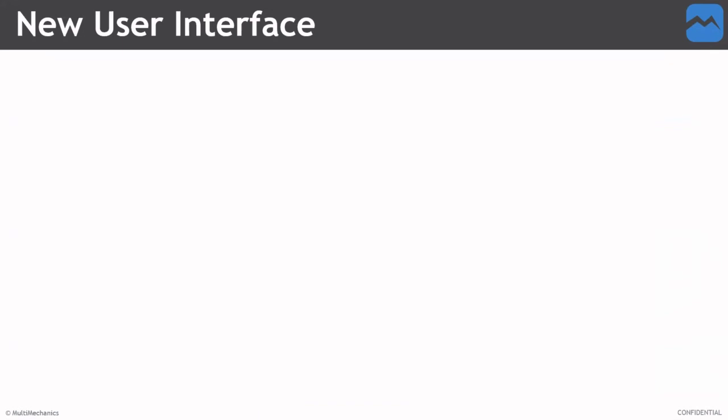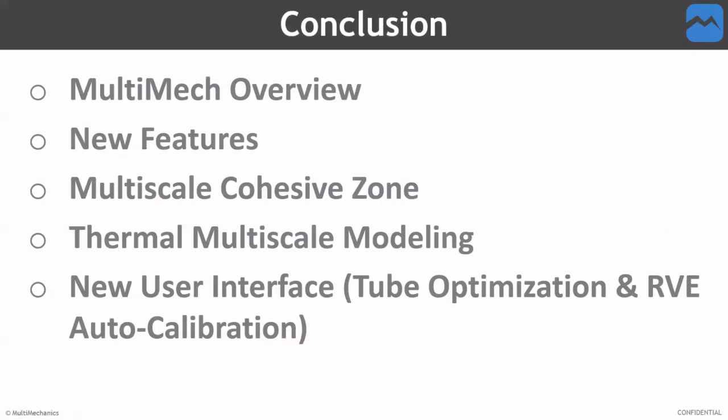Okay, that concludes the new user interface, and I think that concludes the webinar. Just to give an overview of what we talked about today, we gave a highlight of the MultiMech multiscale technology, and a little background on the FE squared methodology. We also went over the new features in the 18.1 release. We went through a multiscale cohesive zone demonstration, as well as a thermal multiscale modeling demonstration. And we went through the new user interface that is now available at the 18.1 release that you can use and test yourselves.